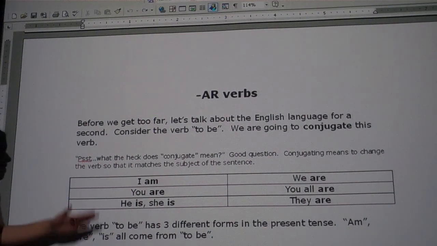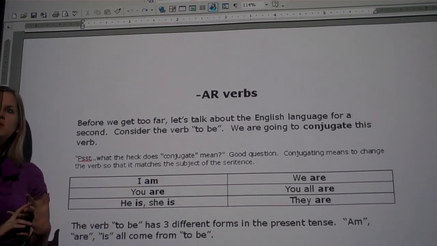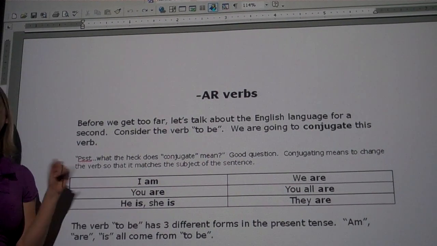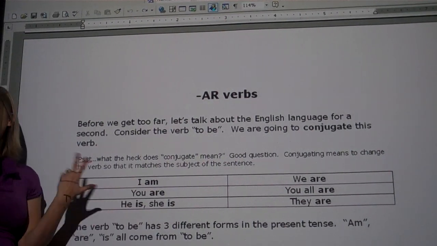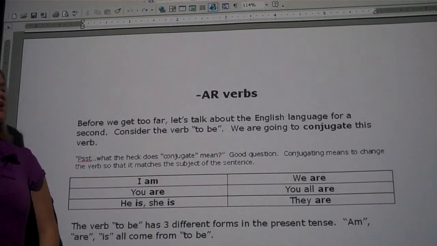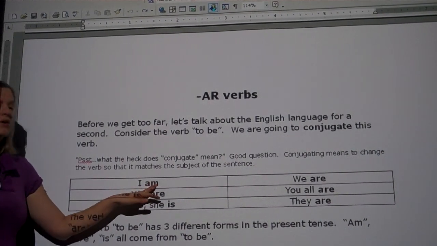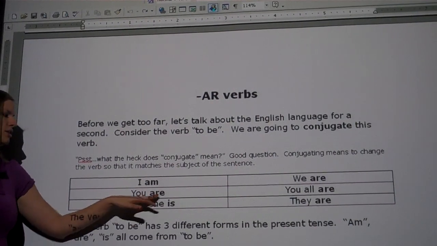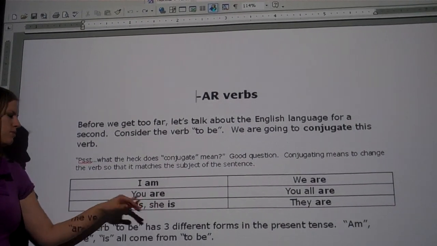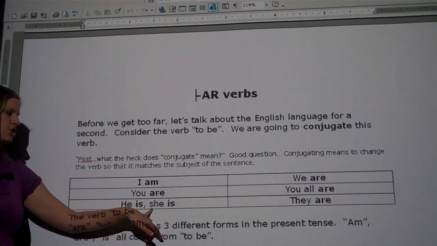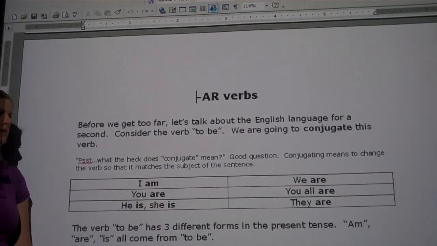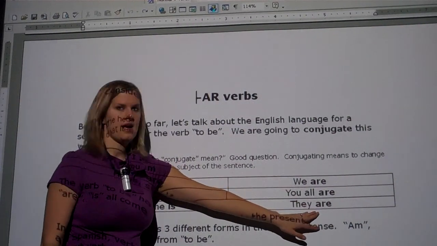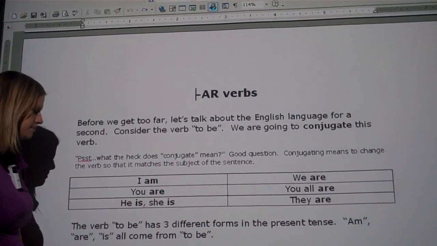So, in English, we have the verb to be. But we don't sound smart if we say things like, I be tall, you be short, he be funny, whatever it may be, okay? We change that verb, we conjugate that verb. So instead of saying I be, we say I am tall. You are short, instead of you be short. He is funny, she is smart, whatever it may be. And then all the way over here, it's we are, you all are, and they are. These ones are all the same in the plural side.